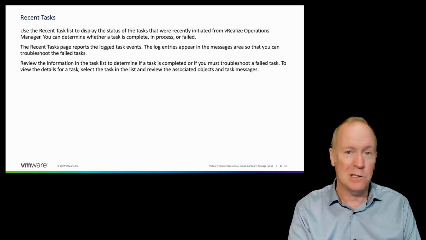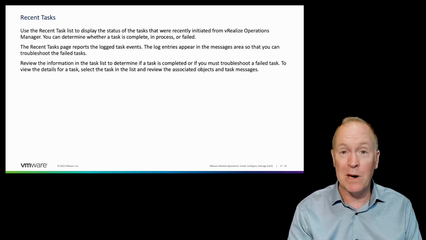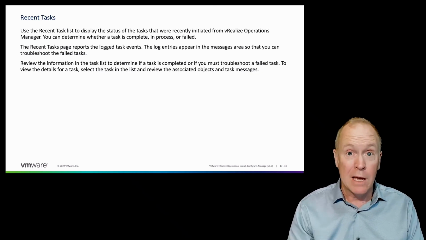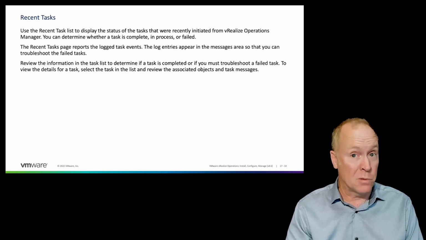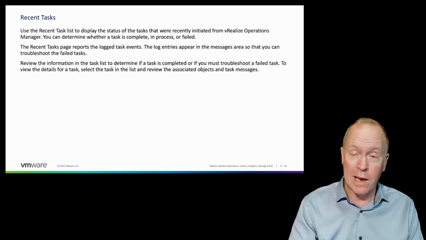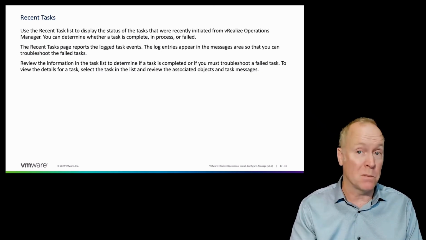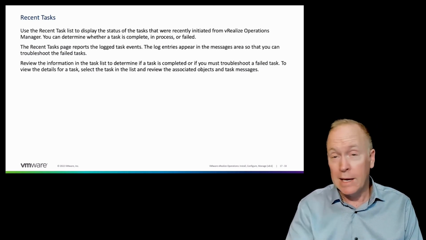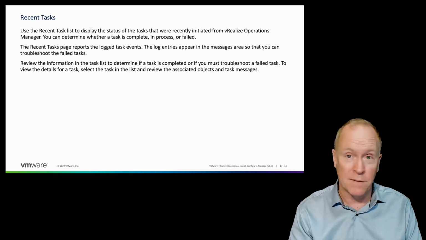The recent tasks screen allows you to see information about tasks that are being performed in vRealize Operations. You can see which tasks are running, you can see what state they're in, you can see whether a task has completed. If it's completed, you can see whether it completed successfully or it failed. Again, all of this information and more is available in the recent tasks screen.